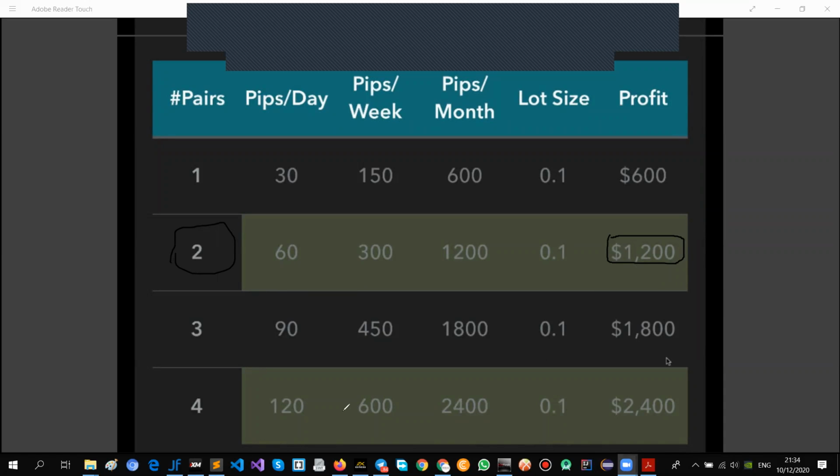The figures get higher with more pairs. Imagine when you're trading four pairs: 120 pips per day, $600. This is a lot, guys. The math is easy and the trading is easy if you just stick to and follow the rules and you are not greedy. You get to this level. This is simple. It's achievable. It can happen. It's possible.